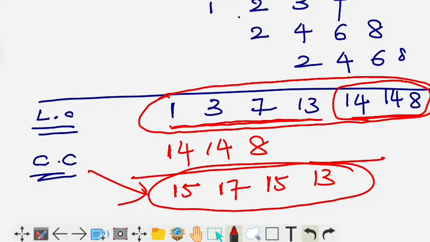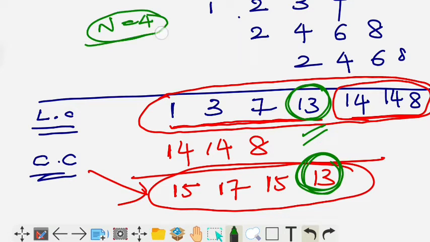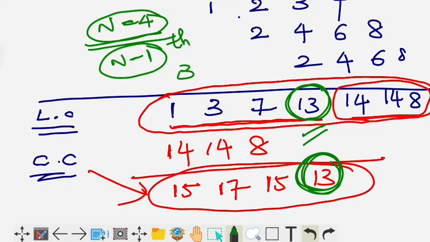Where is the place where the values of linear convolution and circular convolution are equal? Let's see. This is the place where both have the same value. Since we have taken the sequence length as 4, this is the n minus 1th place, that is the third place. This is the 0th index, 1, 2, 3. This is the place where the linear convolution and circular convolution have the same value.